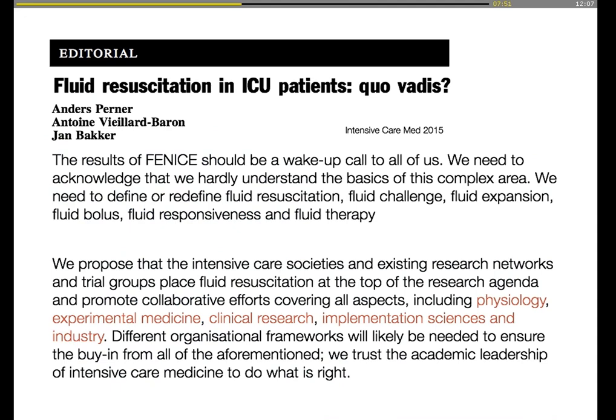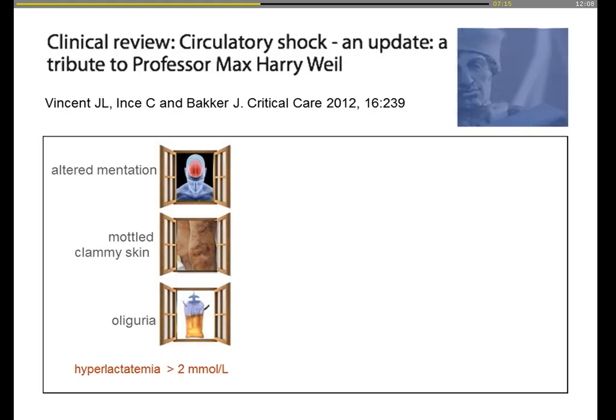And in an accompanying editorial, well, the editorial was out before the study was out, to be honest, we wrote that this should be a wake-up call. We need to acknowledge that we hardly understand the basics of this complex area, and I think that's absolutely something that we should be worried about. We need to define and redefine fluid resuscitation also in the emergency department. Not only what's the best way to do it, but also what are the indications to resolve problems. And we need to start and do studies on this.